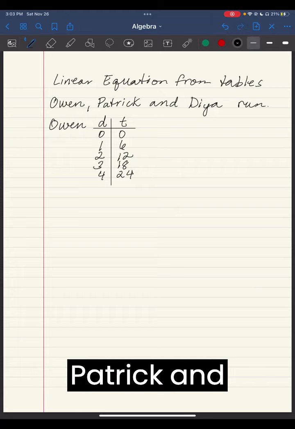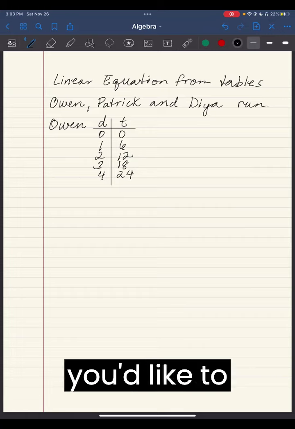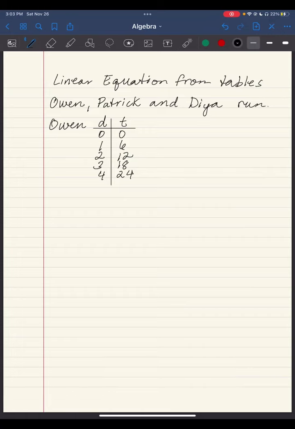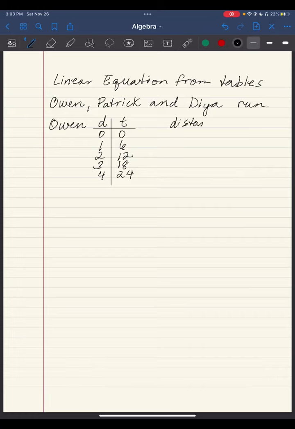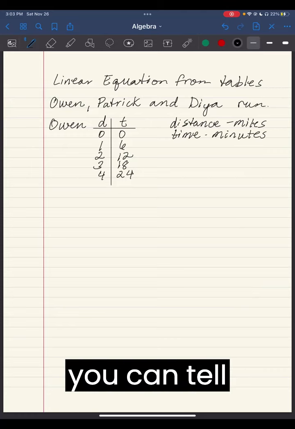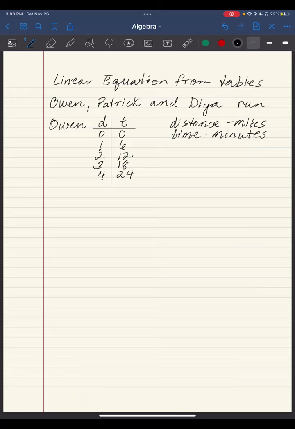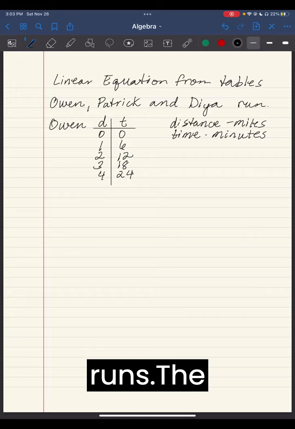Our example is going to be Owen, Patrick, and Dia today, and they are running. So you can pause this video if you'd like to write down this table, but we're going to start with Owen. And we've got two things represented here. We've got the distance that Owen runs in miles, so we're going to write that distance in miles. And we also have his time in minutes. Those are our two variables. And hopefully you can tell that distance in this case is the independent variable and time is the dependent variable because the time it takes is going to be dependent on how far he runs.